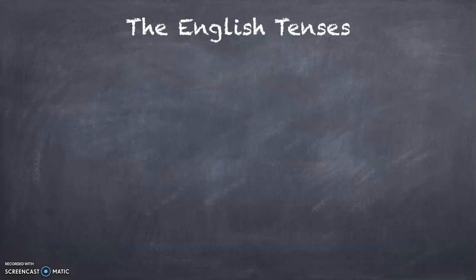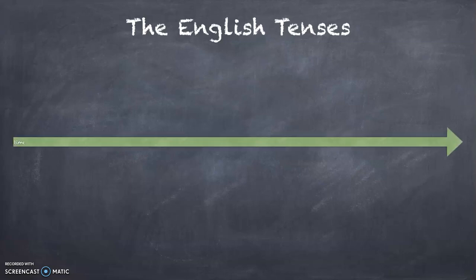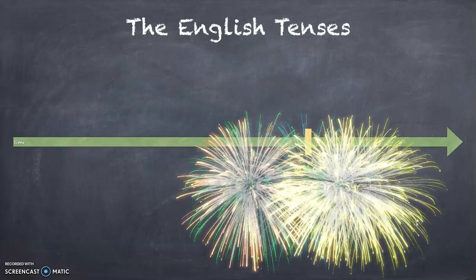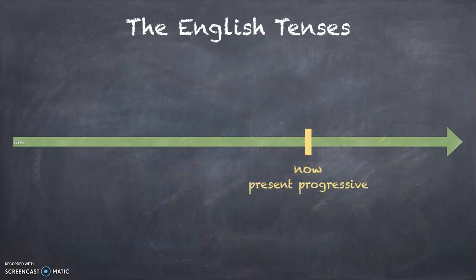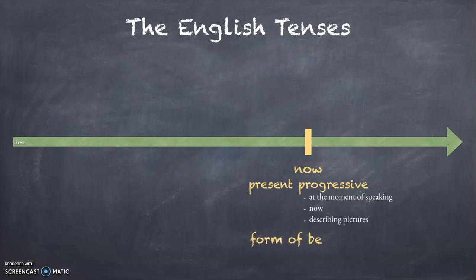So let's go. This is the timeline. And here is our first tense. This is now, so we have to use the present progressive, because the present progressive is used when we want to talk about what is happening at the moment of speaking, what is happening now, or when you are describing pictures. The present progressive is a form of be. Those are am, is, and are, and together with the verb in the ing form.